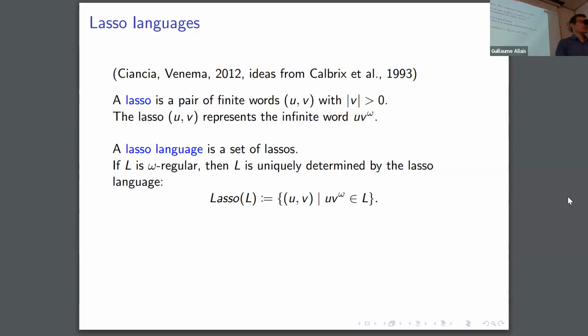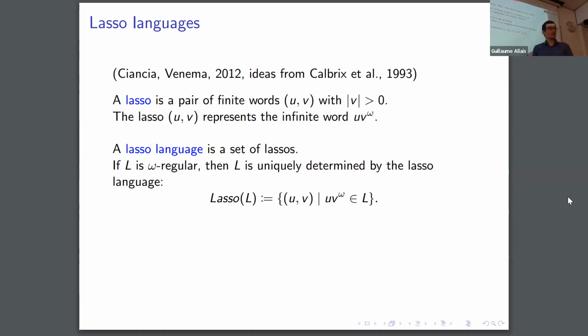So it's just a nice way to represent an ultimately periodic word without referring to the infinite sequence, but just a pair of two finite words. And now we can speak of lasso languages, which are just sets of lassos. In particular, for an omega-regular L, we can speak of its lasso language, which is all the lassos that represent an ultimately periodic word inside of L.